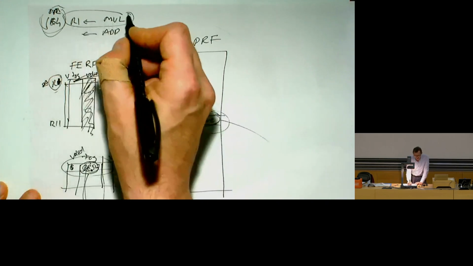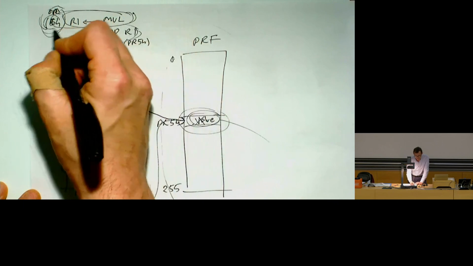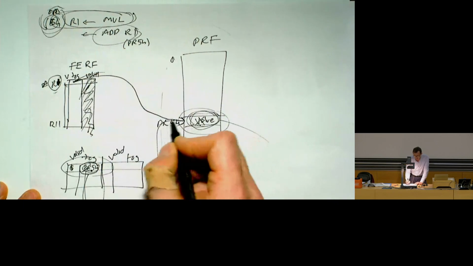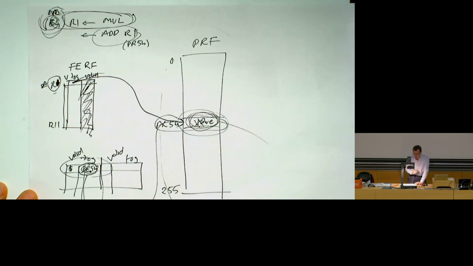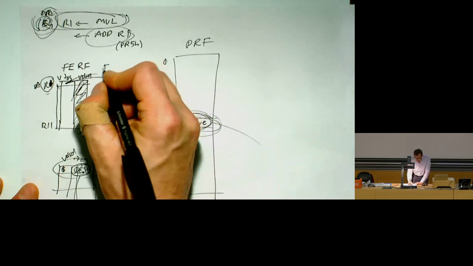We're connecting the writer to the reader, and the value is stored in just one location, physical register 54 in the physical register file. Hopefully that makes sense. Okay, so this is our front-end register map.